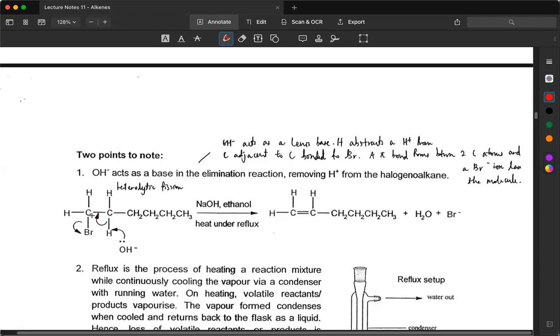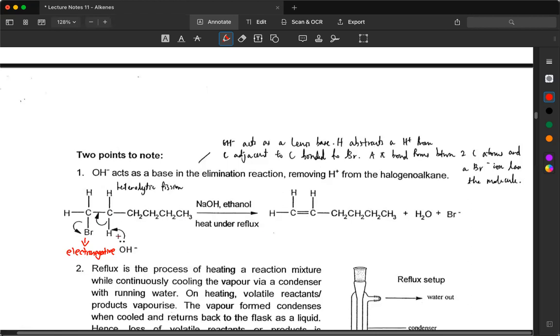And when this is formed, the carbon needs to give up the electron pair it shares with bromine to form the double bond with the adjacent carbon. And because Br is electronegative, it can be a good leaving group. So the Br can safely leave the halogenoalkane. And therefore the double bond will be formed.